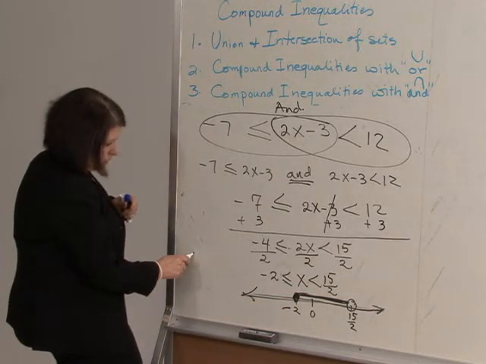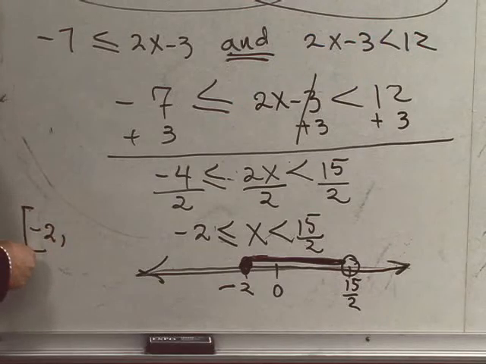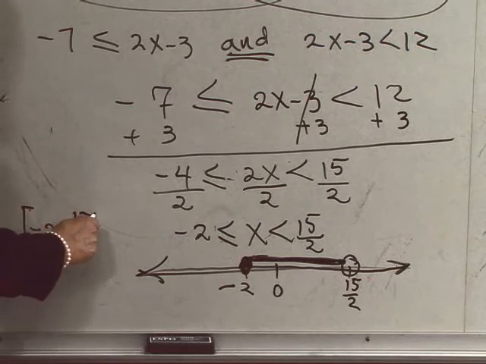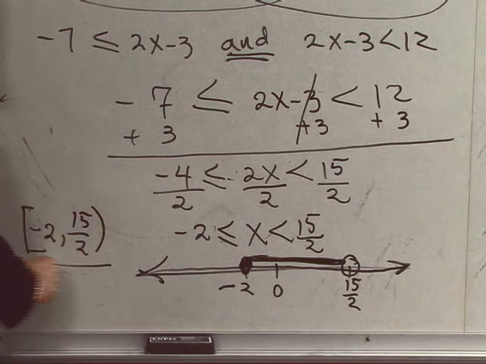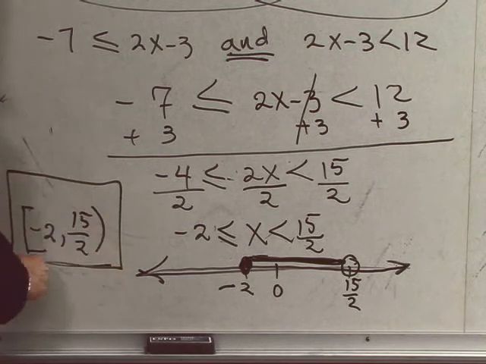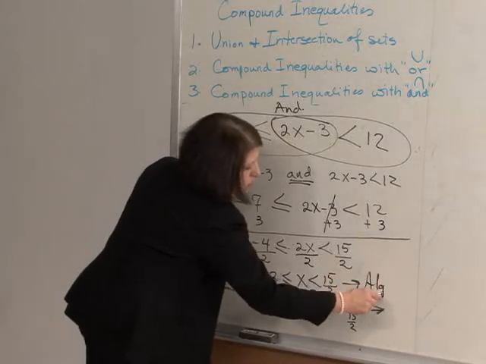So the interval notation would be going from negative 2, including negative 2, so I use brackets, comma, going to 15/2, but it's not including 15/2, so that would be parentheses. So that would be your solution in interval notation, and this will be your algebraic solution.